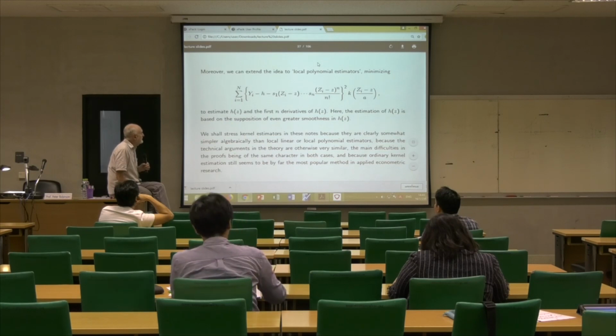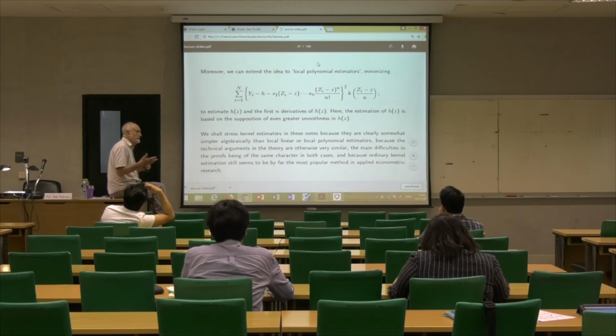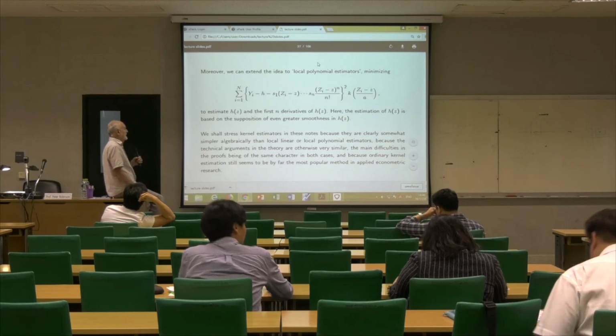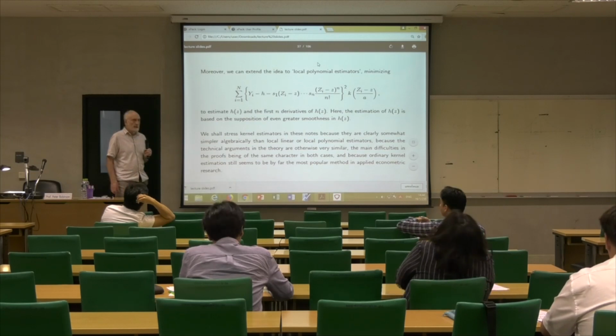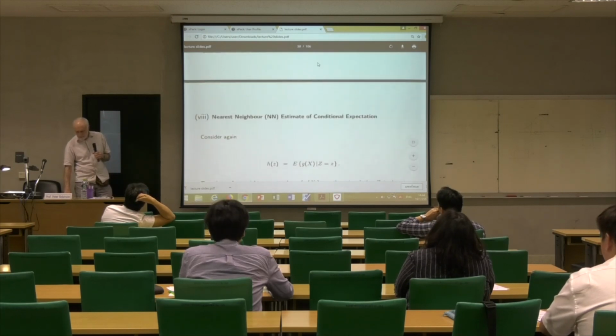So I'm stressing kernel estimates in the notes here because they are somewhat simpler than these local linear or polynomial estimates. When I come to talk about the theoretical properties, things are quite similar, but there's great complexity, and I think we have enough complexity. So still, I think ordinary kernel estimation seems to be the most popular method in econometrics. It's referred to an awful lot.